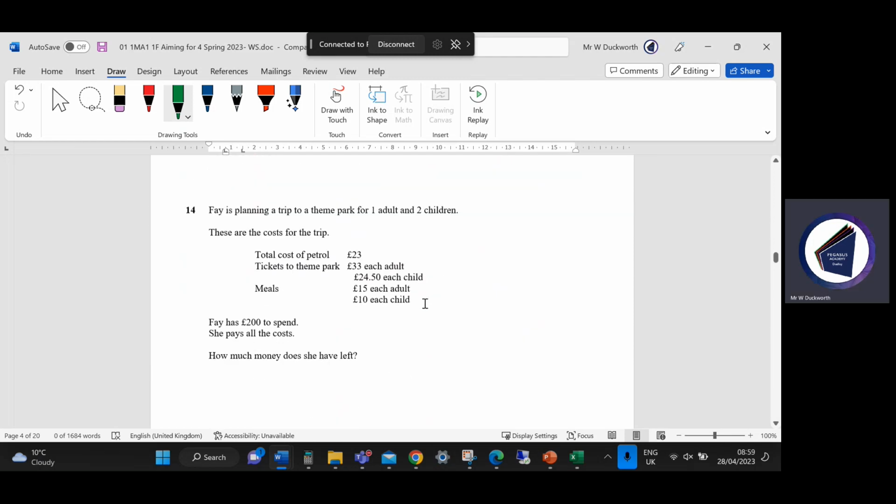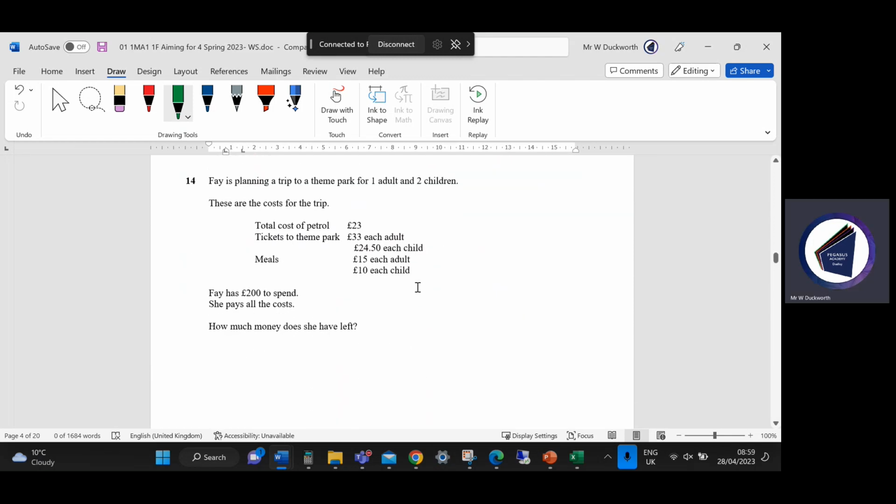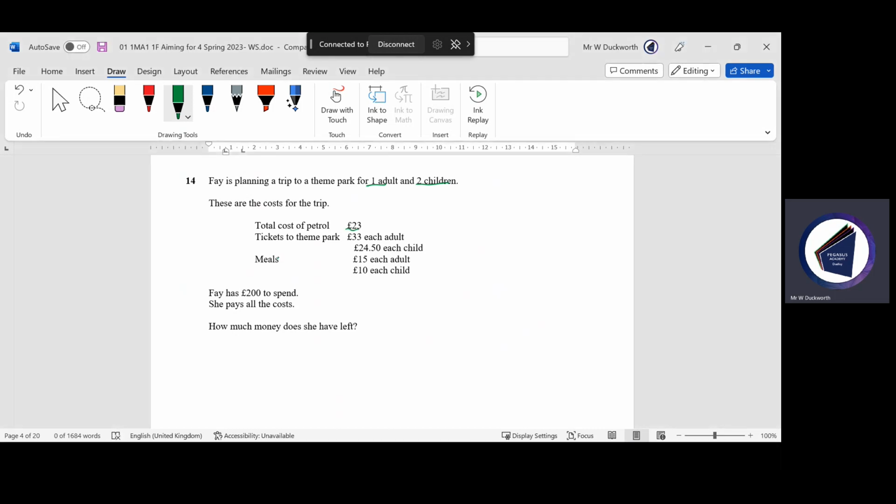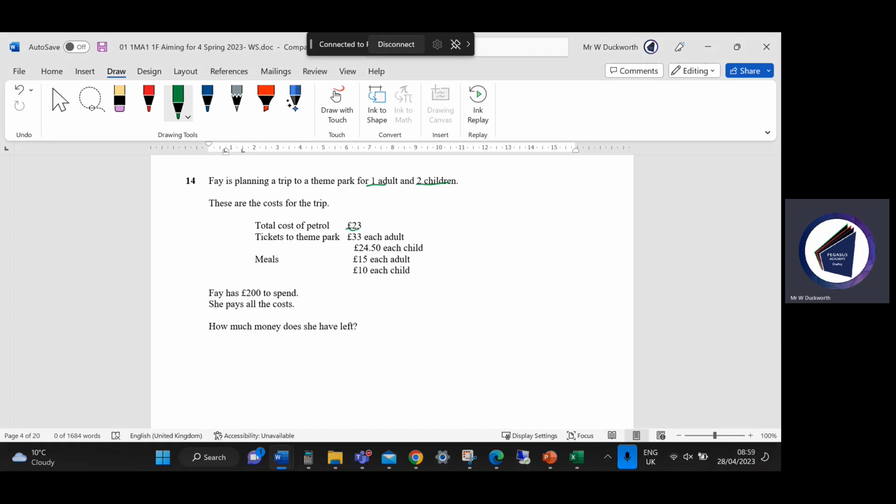Right, question 14. Faye's planning a trip to a theme park for 1 adult and 2 children. So key information I'm going to underline as I go. Here are the costs for the trips. So the total cost of petrol, that won't be affected by the number of people. Tickets to the theme park will be. So 33 for an adult, 24 for a child. And the meals, £12 for an adult, £10 for a child. Faye has £200 to spend.